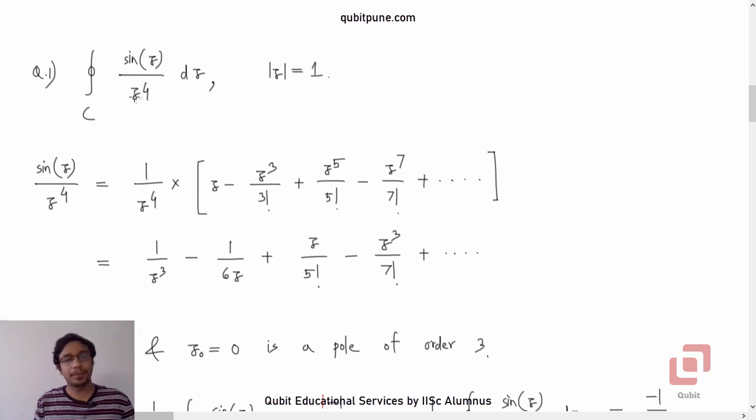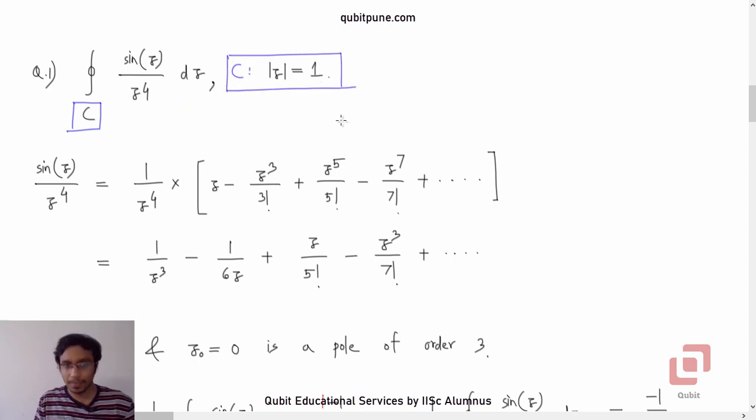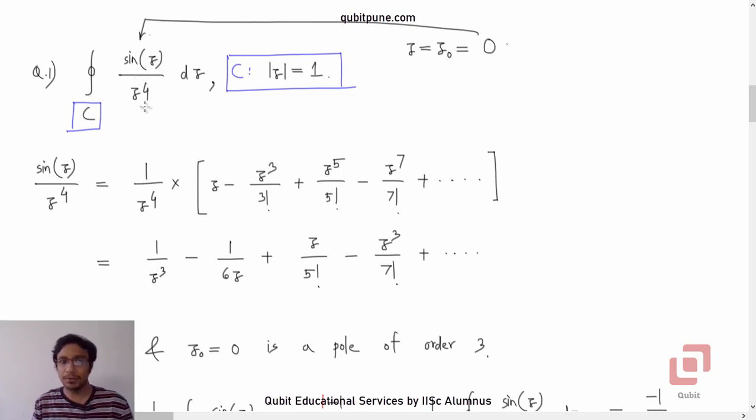Now let us try to compute this particular integral. The integral is sin z upon z to the power 4 and the contour of integration is C, which is the unit circle mod of z equal to 1. Now is it possible to find the Laurent series expansion of sin z upon z to the power 4 about z equal to z0, which is 0? Yes, because this is an isolated singularity of the function sin z upon z to the power 4.